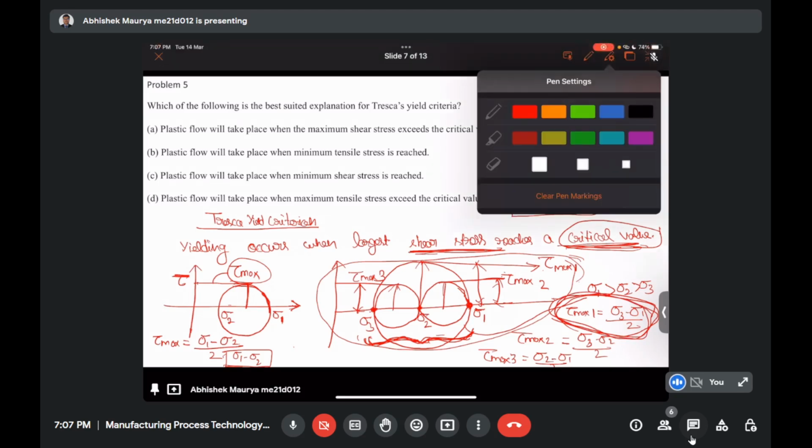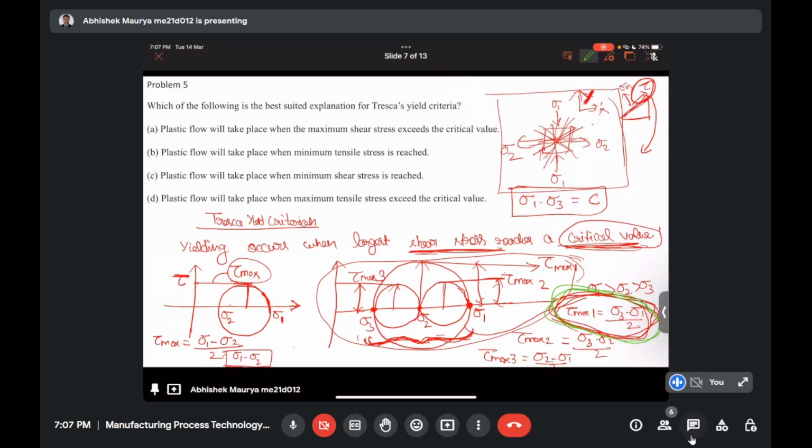If I try to show, this is the 3D case and this is the general equation. This value should be greater than or equal to some critical value, then yielding is going to take place. Now, how do we find this C value, the critical value? For that we will take a simple case, let's say the uniaxial test. We have a material and we are applying just a single load, sigma 1, and the other two, sigma 2 and sigma 3, are 0.